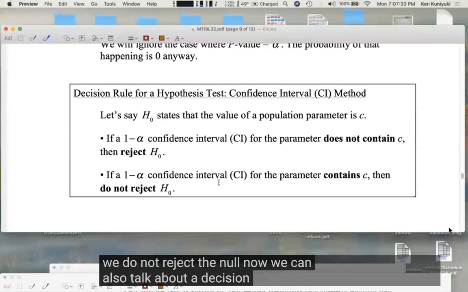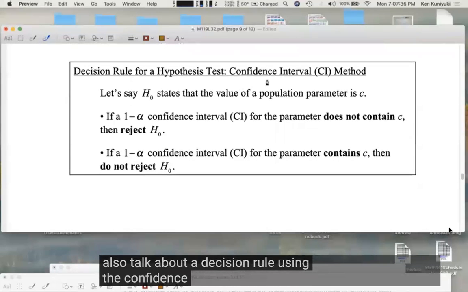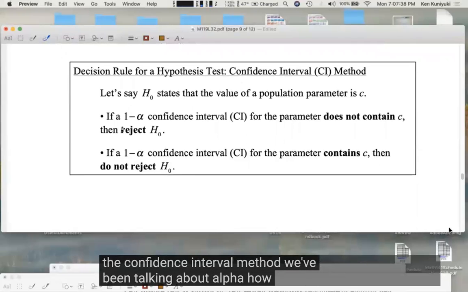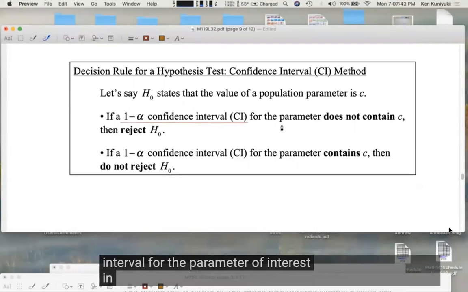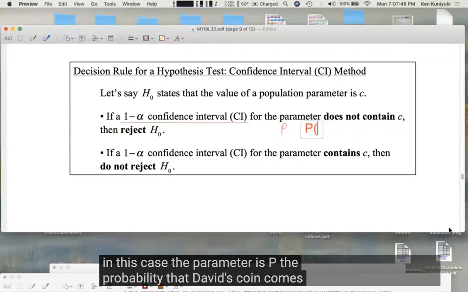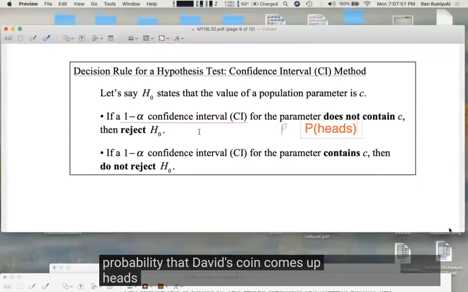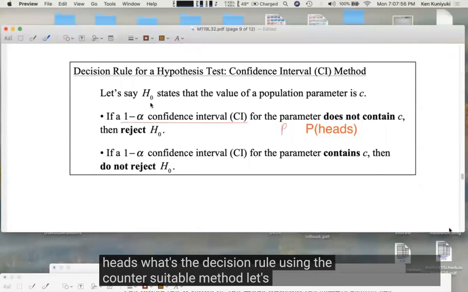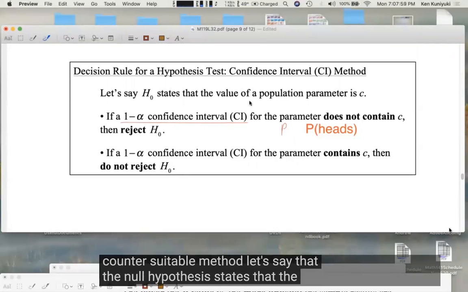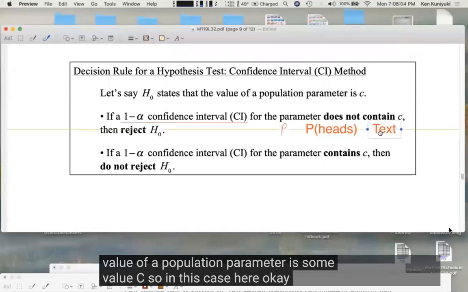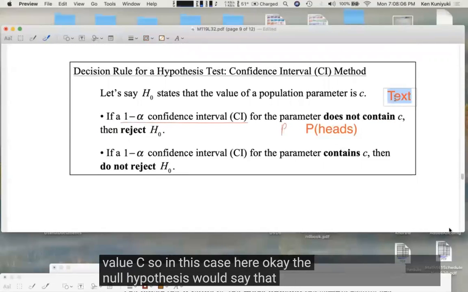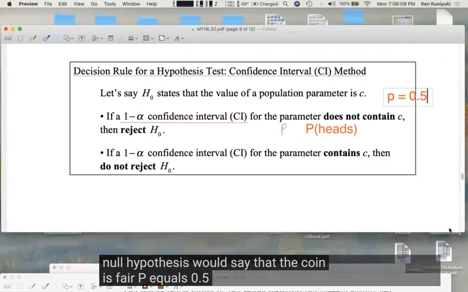Now we can also talk about a decision rule using the confidence interval method. We've been talking about alpha. How does this relate to a 1 minus alpha confidence interval for the parameter of interest? In this case, the parameter is p, the probability that David's coin comes up heads. What's the decision rule using the confidence interval method? Let's say that the null hypothesis states that the value of a population parameter is some value c. So in this case, the null hypothesis would say that the coin is fair. P equals 0.5.